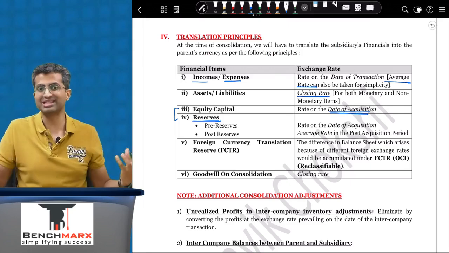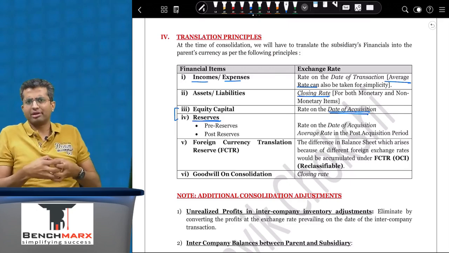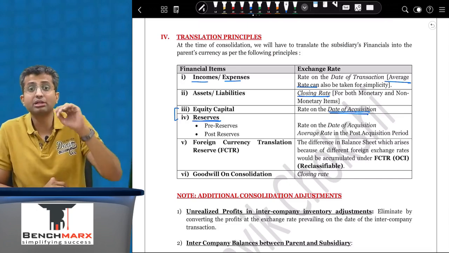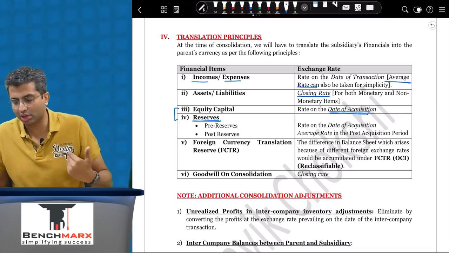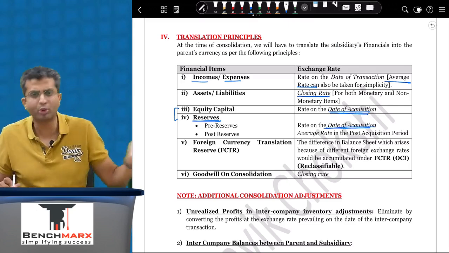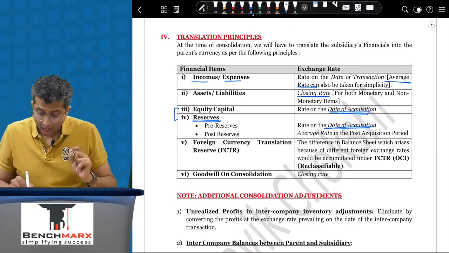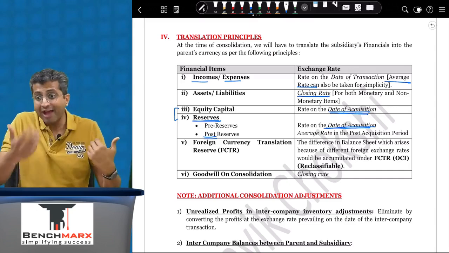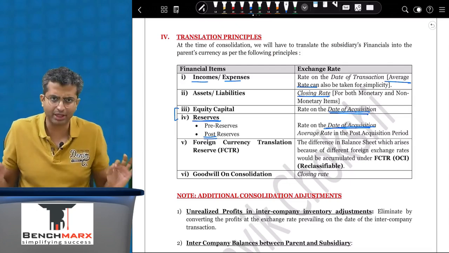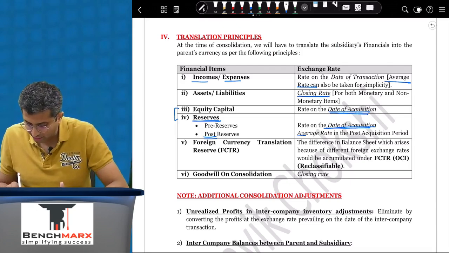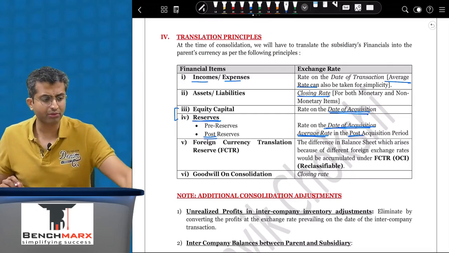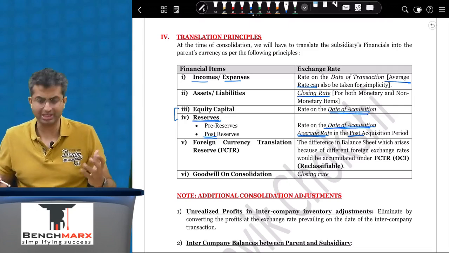So pre-acquisition reserves technically are actually acquired. You as Tata Group have not earned them, they're acquired, and as a result the pre-acquisition reserves, if you need to convert them, will be converted at the rate as on the date of the acquisition, because you have not really earned them over time but acquired them in 2008. However, the post-acquisition reserves have been earned, so each year's reserves will be converted at the average rate of that respective year. So over here this will be converted at the average rate in the post-acquisition period.